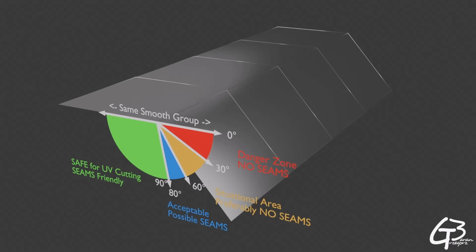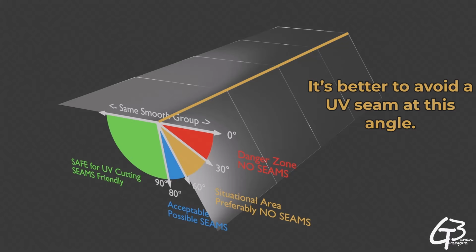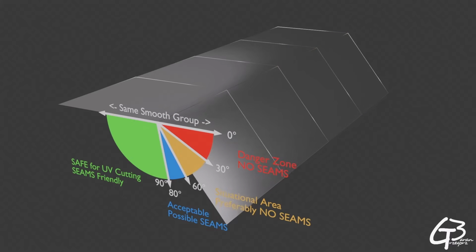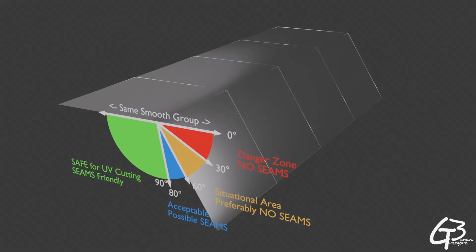30 to 60 degrees is the gray, situational area. Seam placement here depends on your baking setup, shading model, and whether the surface is meant to look smooth or faceted. It's very contextual. Cutting at this angle should be tested, but can be assumed as acceptable.